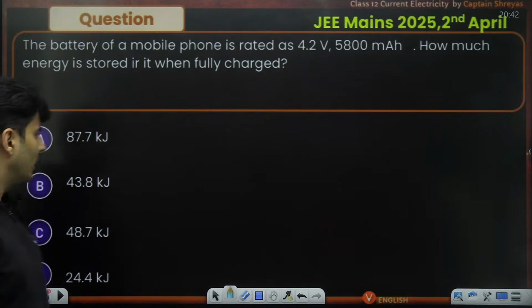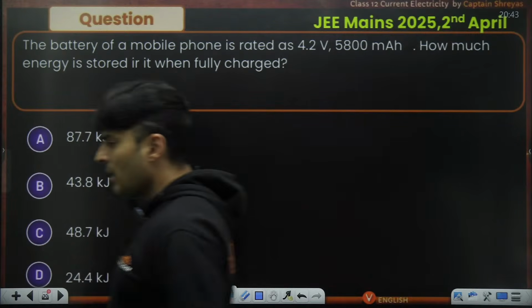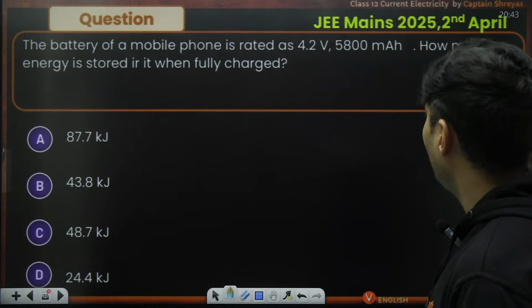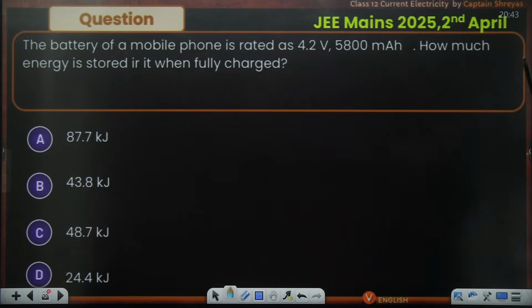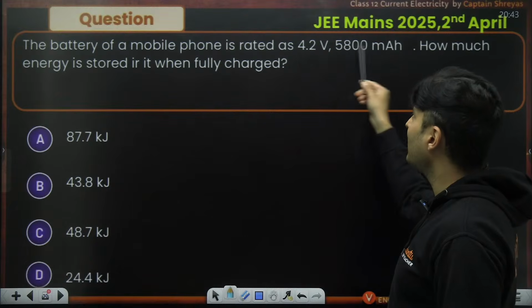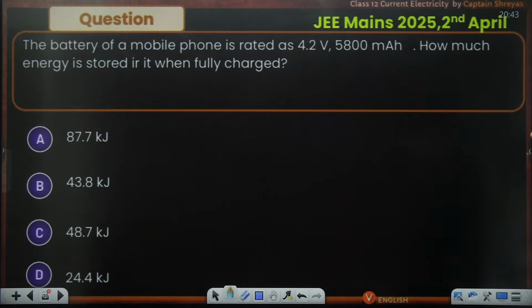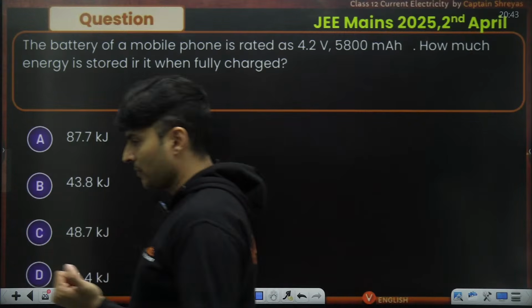Okay, cool. Let's do the next question, my dear warriors. Here it comes. The battery of a mobile phone is rated at this much volts, this much milliampere hour. Look at this. Battery capacity is mentioned, milliampere hour. How much energy is stored in it when it is completely charged?